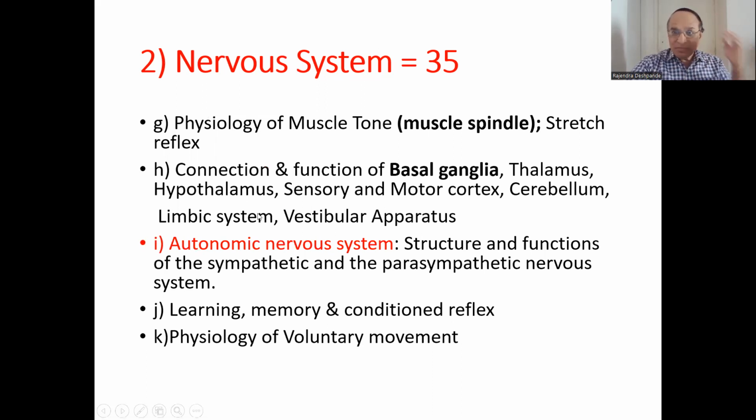Okay. Limbic system, that is related with the mind. Vestibular apparatus for the balance. Autonomic nervous system, sympathetic and parasympathetic. Structure and functions of sympathetic and parasympathetic. Sympathetic is active in the daytime; we have more sympathetic activity. In the night, we have the relaxing parasympathetic activity. Learning, memory, and conditional reflex.